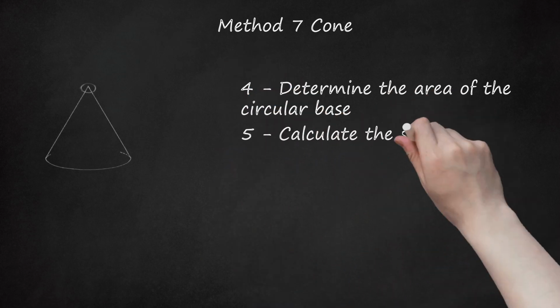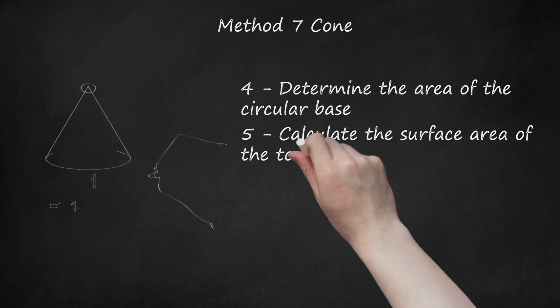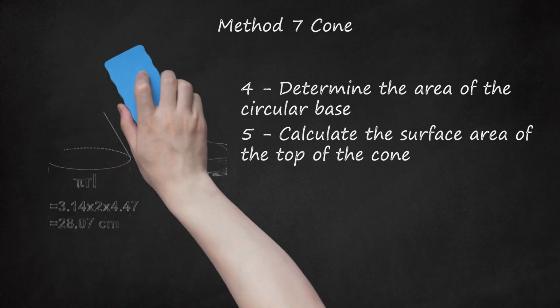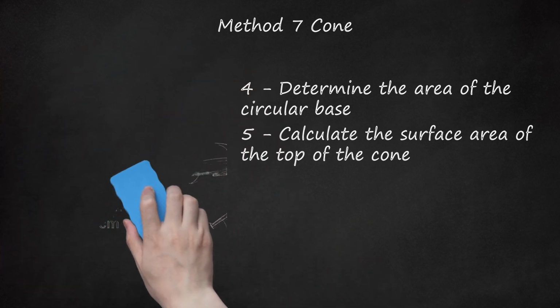5. Calculate the surface area of the top of the cone. Using the formula pi times RL, where R is the radius of the circle and L is the slant height previously calculated, you can find the surface area of the top part of the cone. Example, pi times RL is equal to 3.14 times 2 times 4.47 equals 28.07 square centimeters.